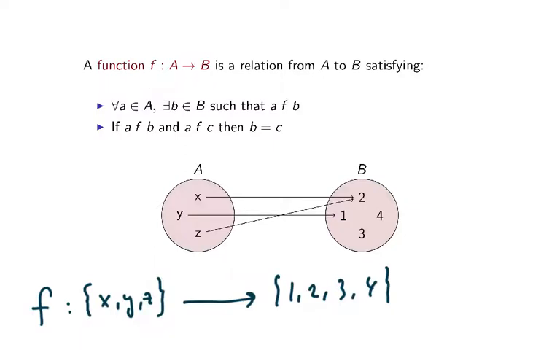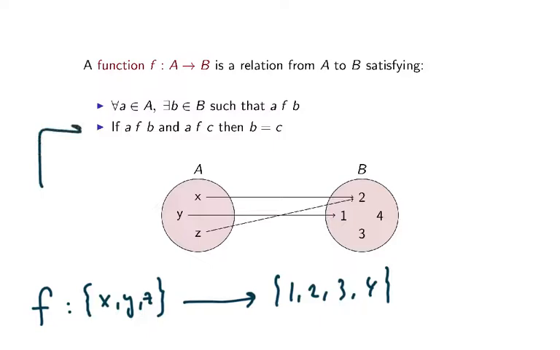In order to be a function, it should satisfy these two properties. So let's start with the first property. For all A in A, we have to check all these elements. For all these elements, there should exist one element in the second set such that A relates to B. Is this happening for all the elements in A? Well, yes. X relates to something, good. Y relates to something, good. And Z relates to something, good. So all the elements relate to something in the second set.